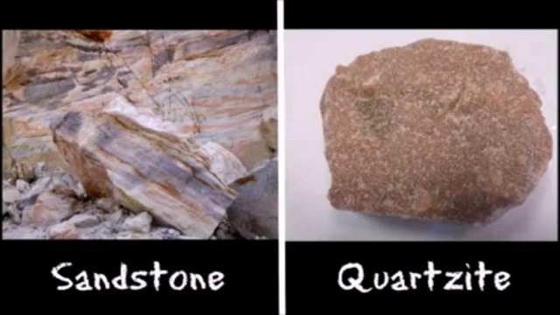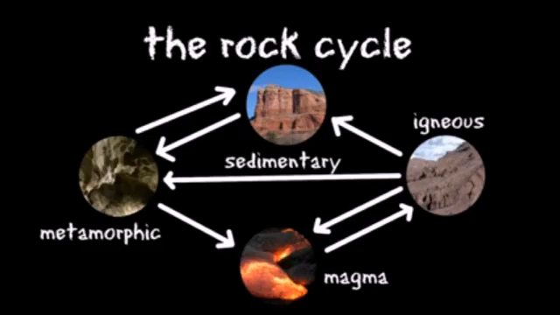quartzite from sandstone. Now these rocks constantly change their group from one to another through a cyclic process that is known as rock cycle. Now how does this rock cycle work? See, the rock cycle begins with magma. When magma cools, it forms igneous rocks.